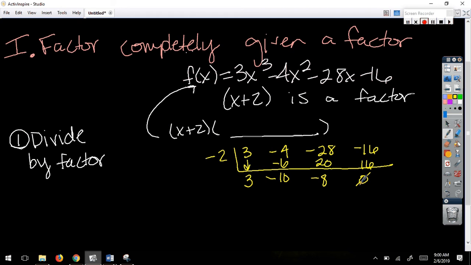It was given to me because I couldn't factor it the way it was. It's okay, Palmer. I threw you a bone. I said, here's a factor. Now can you finish factoring?